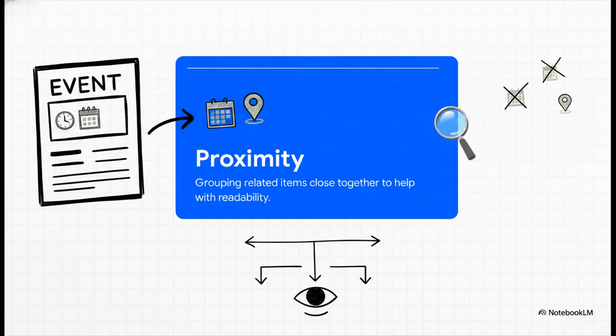Finally, proximity. Simply put, group related items close together. For instance, if you're designing an event flyer, the date, time, and location should live right next to each other in one single visual block. Adding physical space between different sections of information makes the whole flyer instantly easier to read and digest.